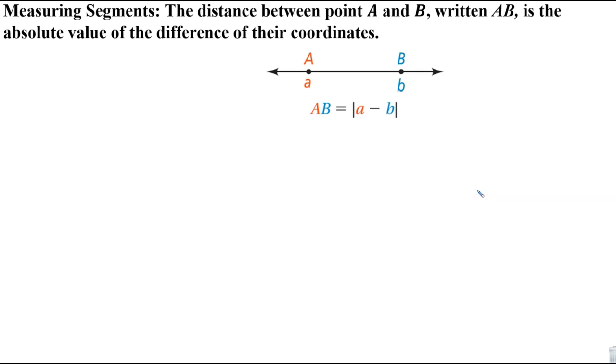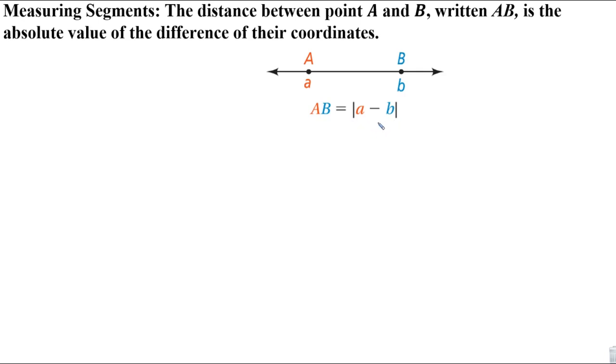Next thing we're going to talk about is actually measuring segments. We're going to say the distance between points A and B, written as just AB, is the absolute value of the difference of their coordinates. Okay, so this isn't a great picture here, but if I have a number line, and I know that point A is at coordinate A, and point B is at coordinate B, what I can do to find their length from A to B is just take the absolute value of the difference of their coordinates.